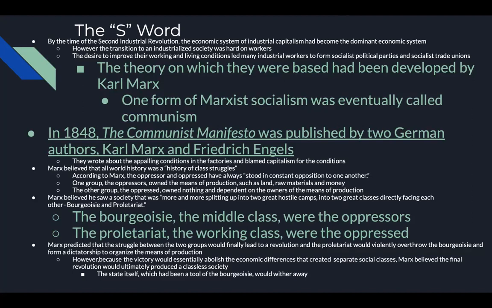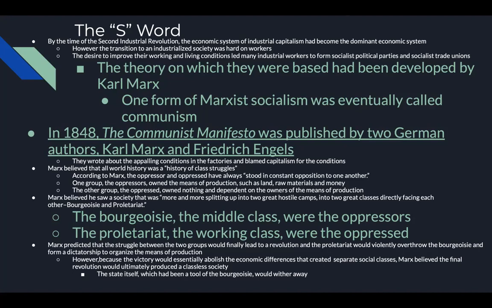these creations were based on the ideas of one Karl Marx. One form of Marxist socialism would eventually be called communism. We're going to talk a lot about communism later in this class. In 1848, but why not start now? In 1848, the Communist Manifesto was published by two German authors, Karl Marx, Friedrich Engels.